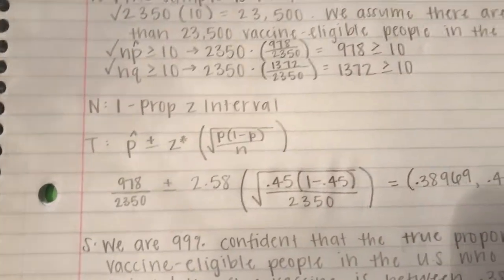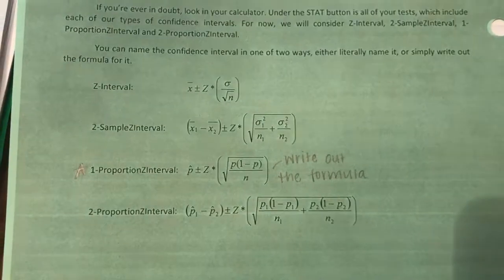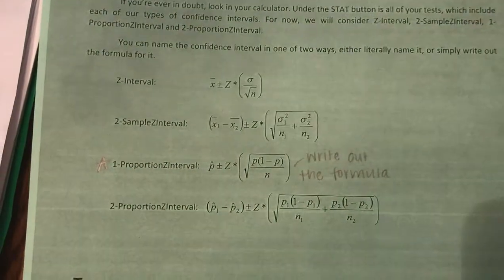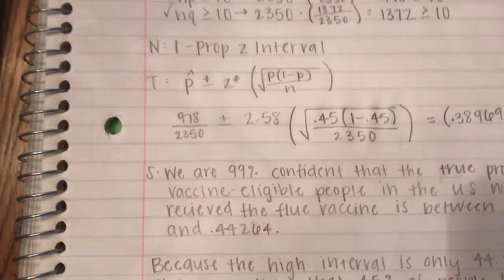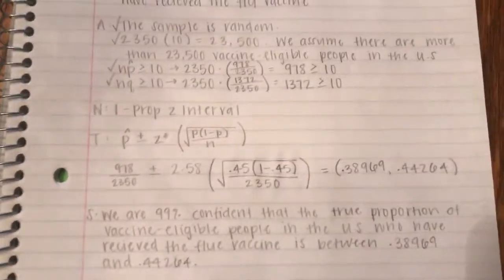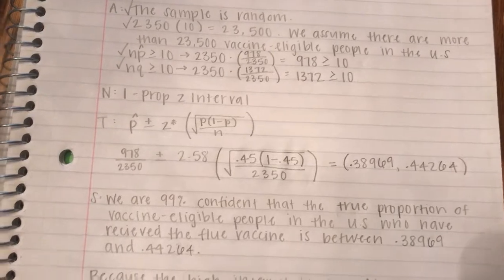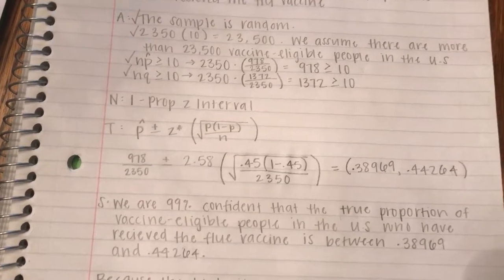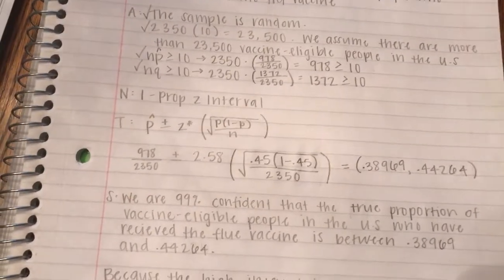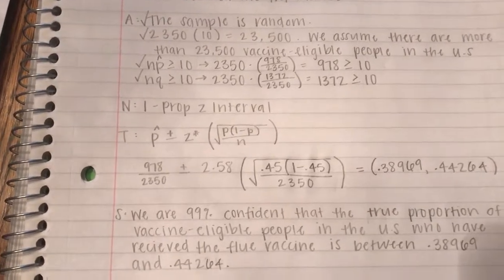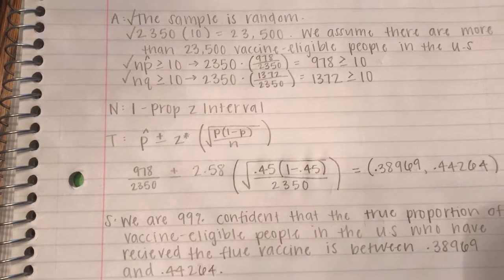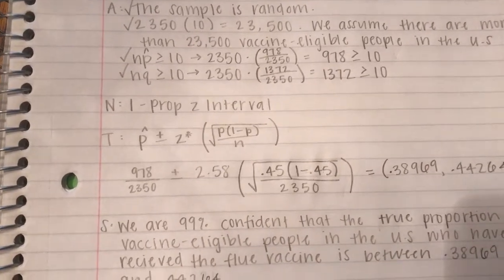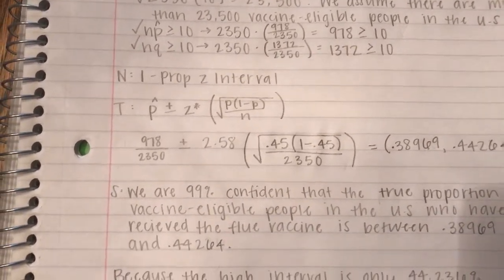These are all the different confidence intervals that we could choose from. Because we have a proportion, we're going to use the 1 proportion z interval, and we're going to write that out for our test. Then for t, we're going to use the formula, which is this, and then we have the statistic. Because it's a proportion, we're using p hat plus or minus the critical value, which is the z-score. Then we have the standard deviation of the statistic, which is that under the square root.